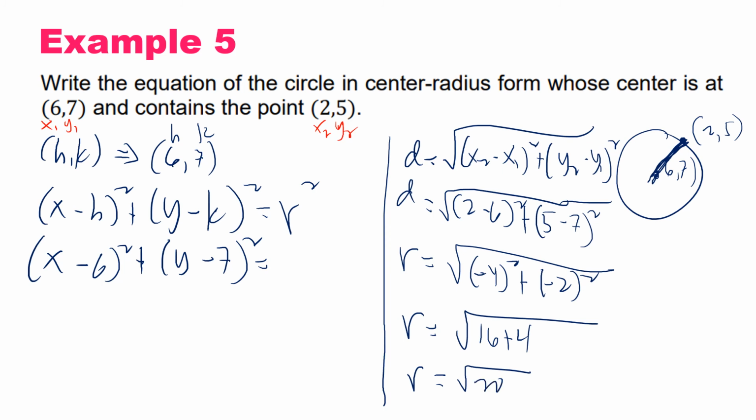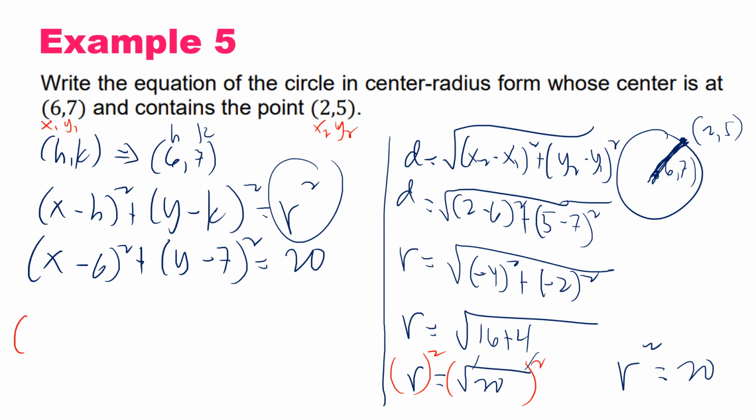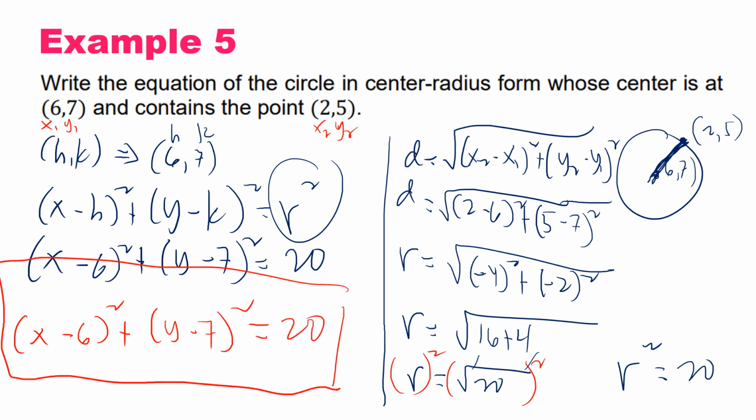You don't need to simplify this because we are asked to find r squared. What we are going to do is just square both sides, so we cancel the square root and we are given r squared equals 20. So we put the 20 here. Therefore, your final answer is x minus 6 squared plus y minus 7 squared equals 20. This is your final answer.